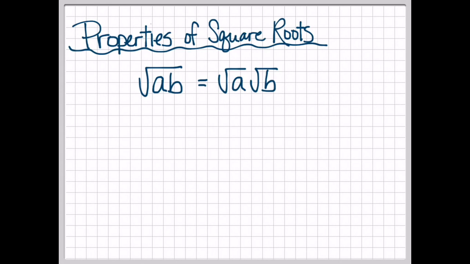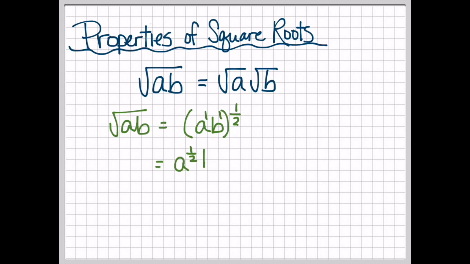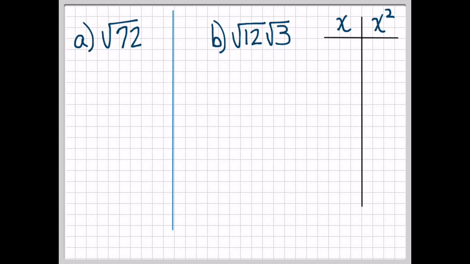So let's try again. If I have the square root of ab, I can rewrite that as that quantity ab to the 1/2 power. Using exponent rules, that would become a to the 1/2, b to the 1/2. And using the property that I just learned on the last page, that can be written as the square root of a, square root of b. Perfect. So when I'm trying to break up problems with values in them, I'm trying to get values that are perfect squares. So are there factors of 72 that are a perfect square?